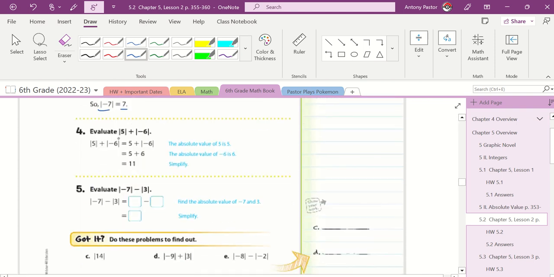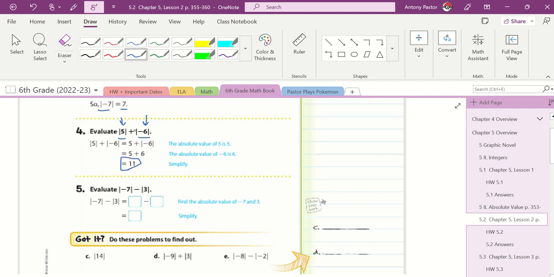Evaluate the absolute value of 5 plus the absolute value of -6. We talked about this as well earlier. The absolute value of -6 will be 6. The absolute value of 5 will just be 5. 5 plus 6 will be 11, and there's my answer.